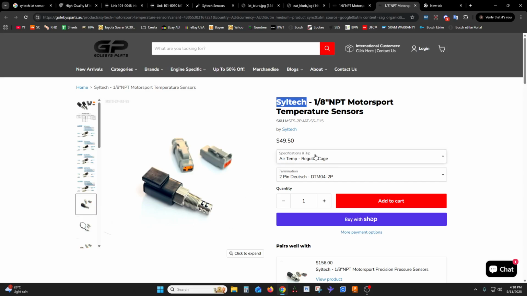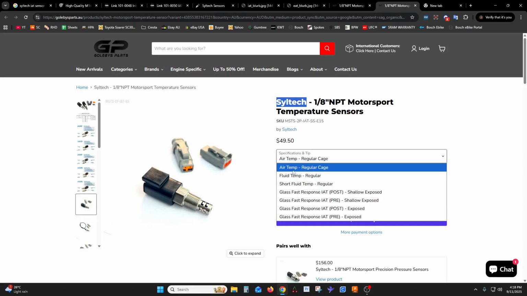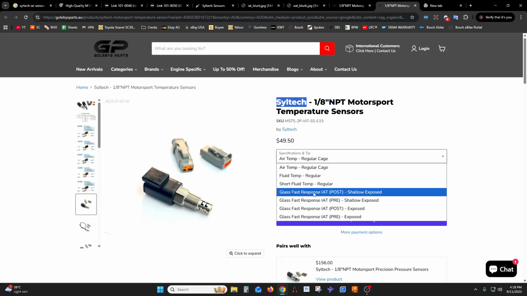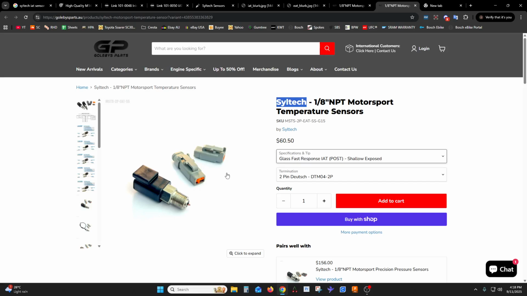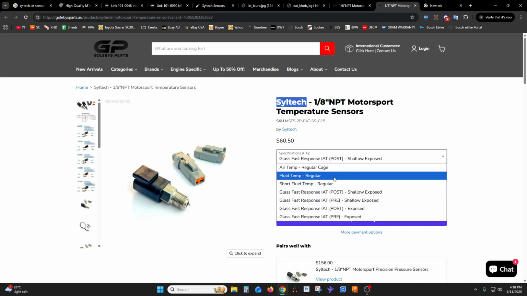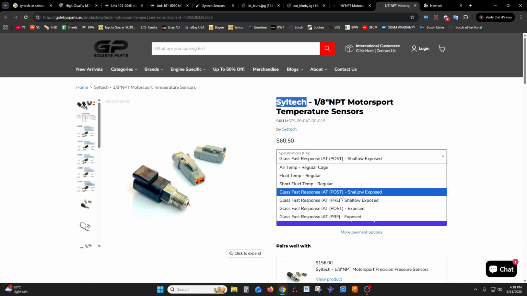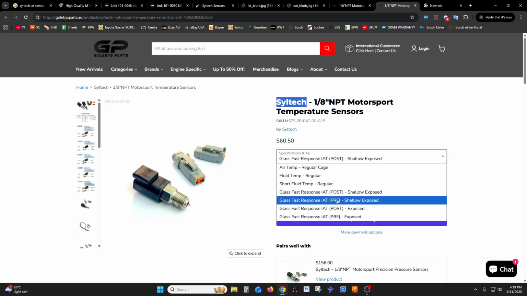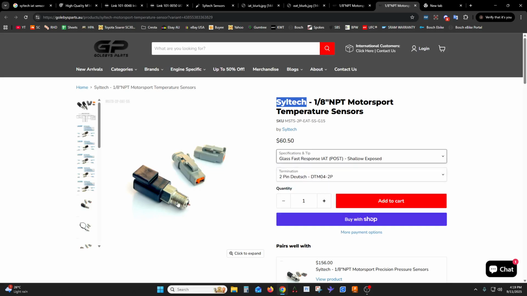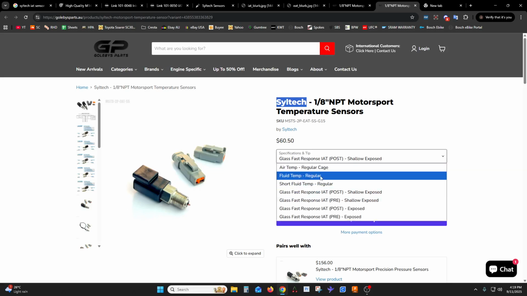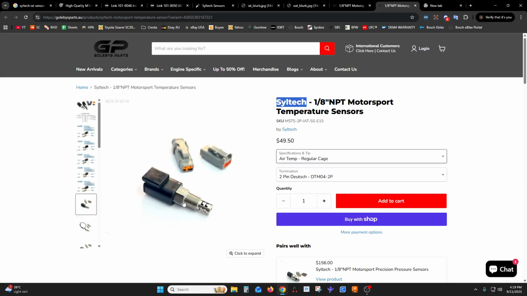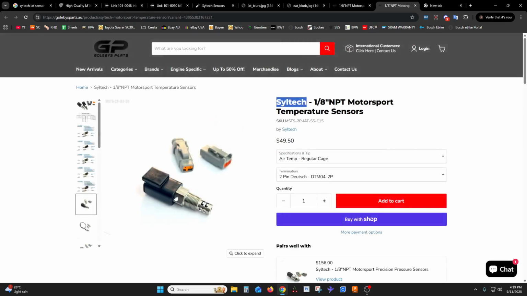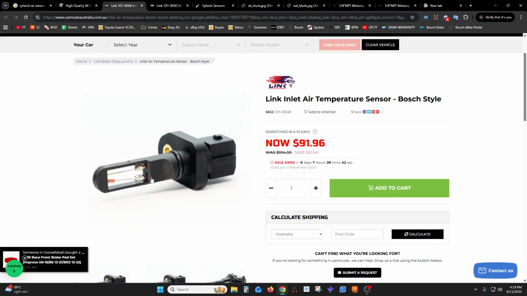So they come in a few versions. You've got air temp, they do fluid sensors, glass fast response. And see how it says post and pre here? So post goes in your intercooler pipe. This is also a glass one. It's just got a cage around it. But this is essentially the SYLTECH version of one of these.